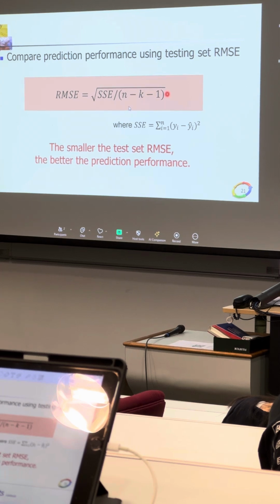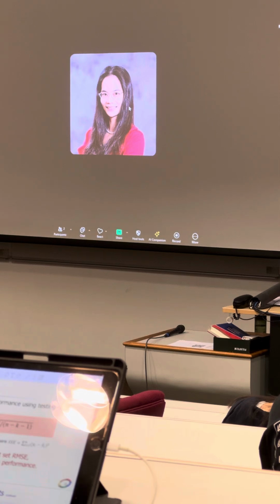Now, what we emphasize is that the root mean square error needs to be calculated on the test set. Okay? If you are using the training set data, you can also calculate a training set root mean square error. But that will not be the one that we choose among different models when we want to find a model that gives us a good prediction accuracy. We are using the test set root mean square error.